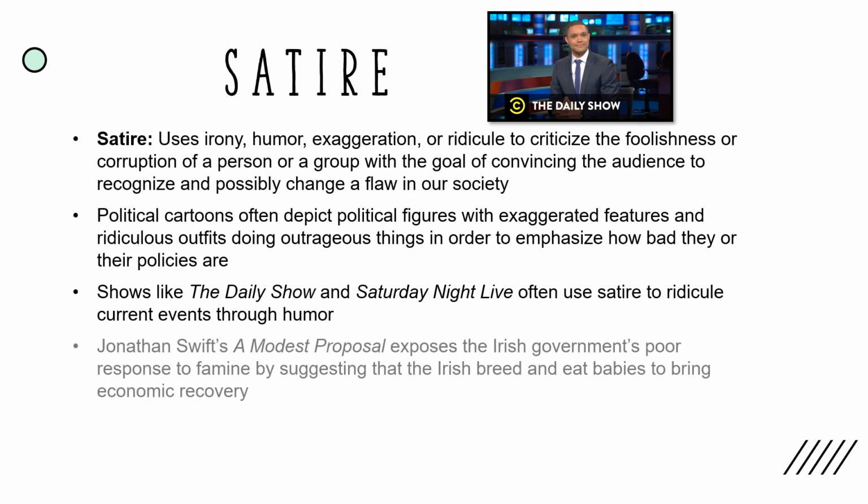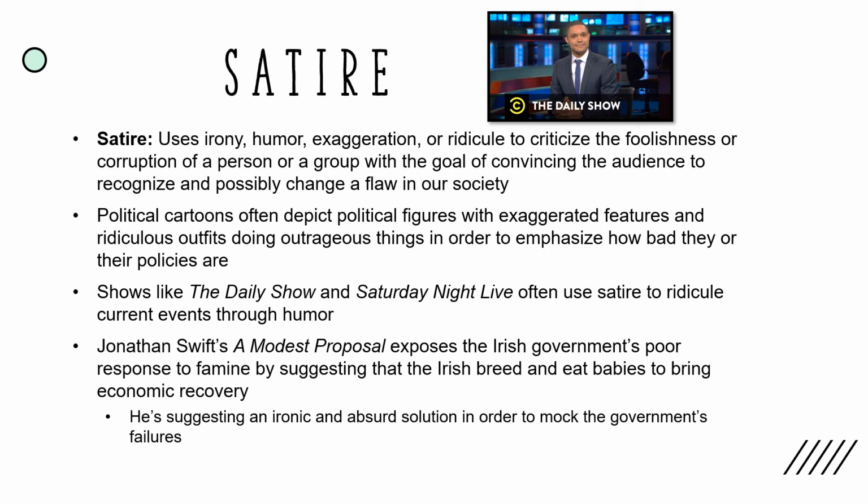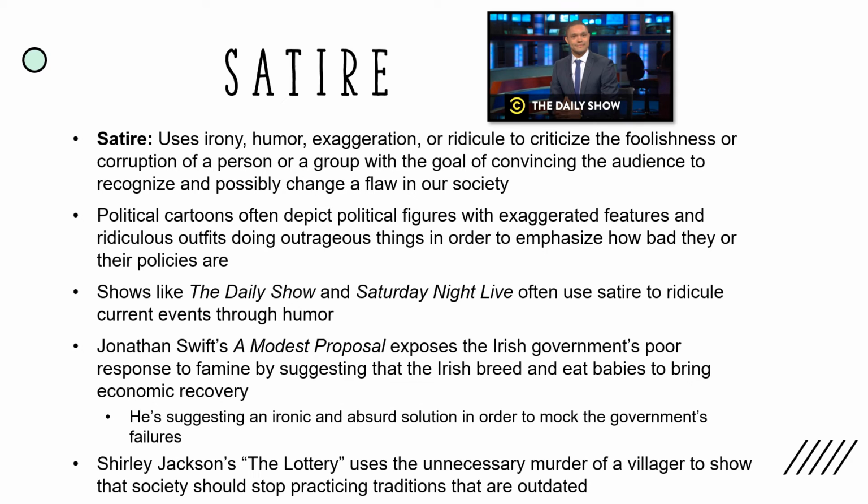Jonathan Swift's A Modest Proposal exposes the Irish government's poor response to famine by suggesting that the Irish breed and eat babies to bring economic recovery. If this seems shocking and revolting to you, then you've grasped his purpose for writing. He's suggesting an ironic and absurd solution in order to mock the government's failures. Another example is Shirley Jackson's short story, The Lottery, which uses the unnecessary murder of a villager to show that society should stop practicing traditions that are outdated and useless.